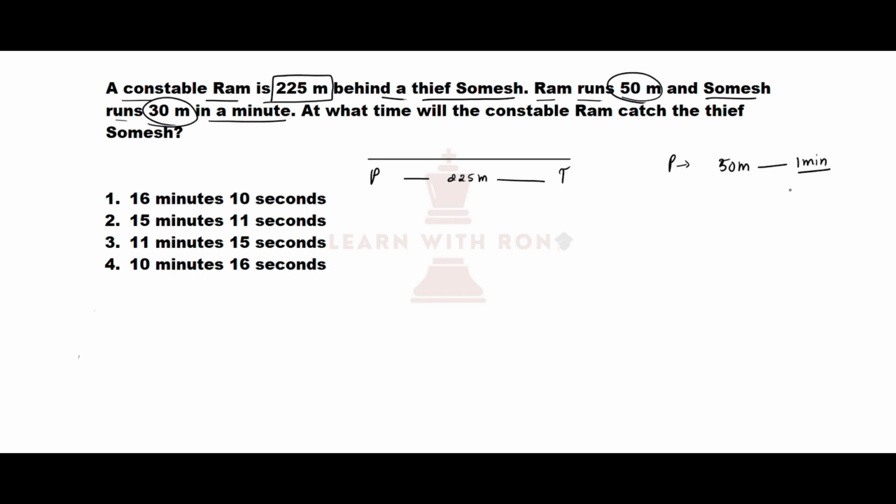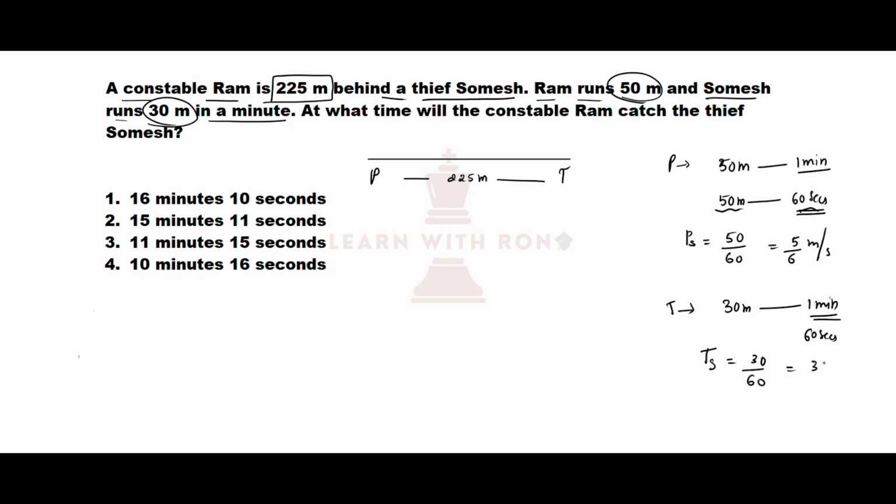So what is 1 minute here? 60 seconds, right? So the police can cover 50 meters in 60 seconds. So the speed of the police is distance by time, which is 5 by 6 meters per second. Now let us calculate the speed of the thief here. The thief can travel 30 meters in 1 minute. 1 minute is nothing but 60 seconds, right? So the speed of the thief is distance by time, which is 3 by 6 meters per second.